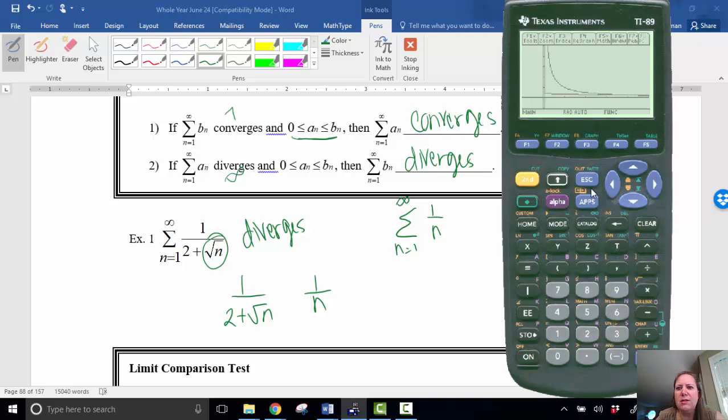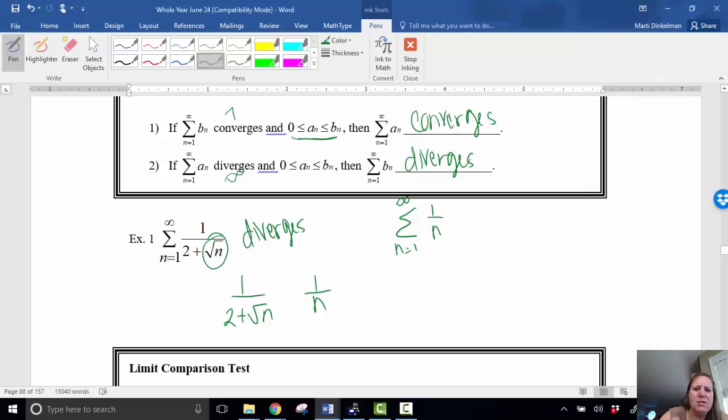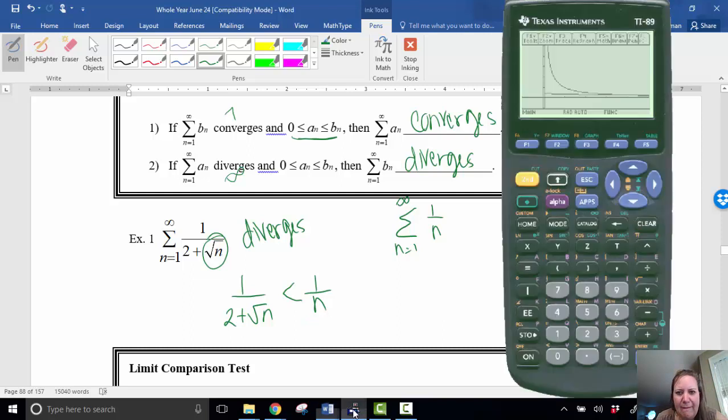Okay, so it looks like to me that our 1 over x was always above, and so, oops, I didn't want it that way. Let me look again. I might have picked a bad comparison again. Let's see which one I had in order. Okay. And I'm just going to regraph that so we can look again.